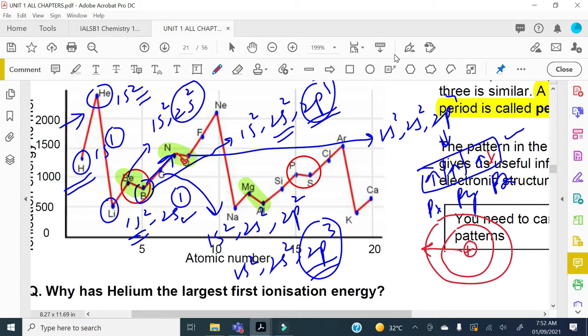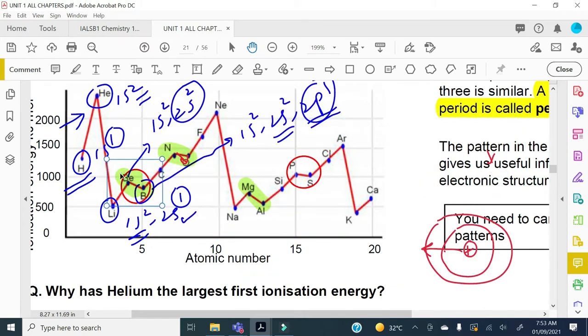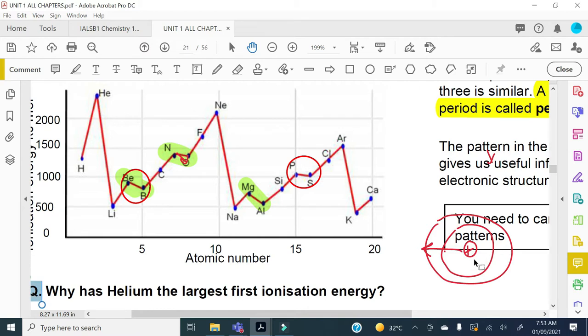Now let me give you comparatively what I said to you about beryllium and boron and nitrogen and oxygen. The same argument will be applied to magnesium, aluminium and phosphorus and sulfur. Okay, but only the number of the shell will be different. If this one is 2s and 2p, the other one will be 3s and 3p. Okay, so I'll give you the argument once again. I want you to please focus here on it.